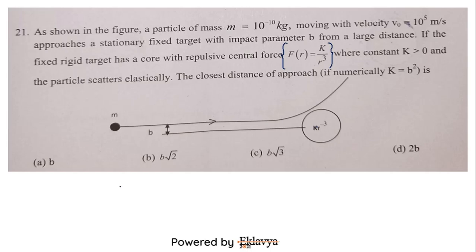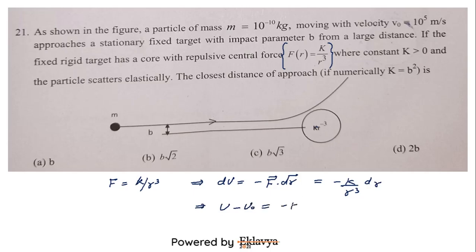So what we need to do here, we first need to formulate a potential energy function. F is given to us as k by r cube. So I'll start by writing dU as minus F dot dr. It will transform to minus k by r cube into dr, and if I integrate this, I get U minus U naught is equal to minus k, and then r raised to power minus 3. Integration of that will become r raised to power minus 2 divided by minus 2. So it will become k by 2r square. So this becomes the potential energy function.